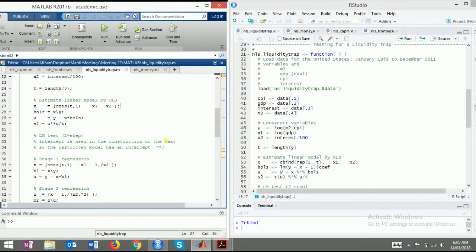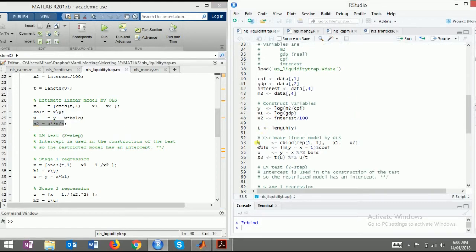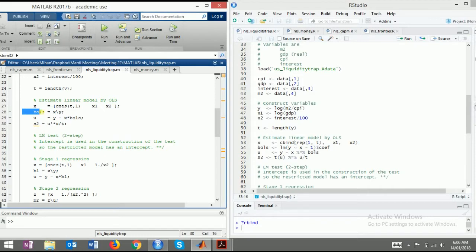So estimate linear model by OLS. First ones, then x1 and x2, then we do the regression, then we do the residual, then we do the sigma square. Okay, so first column bind, these are coming in columns, no, they are coming in rows actually. They are coming in columns.